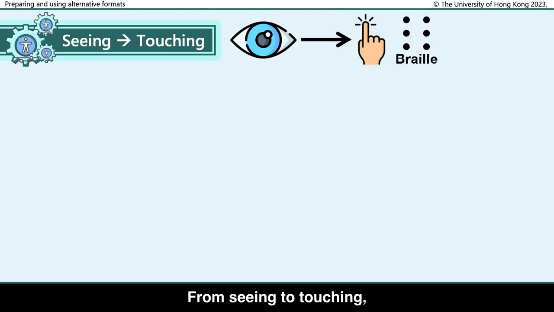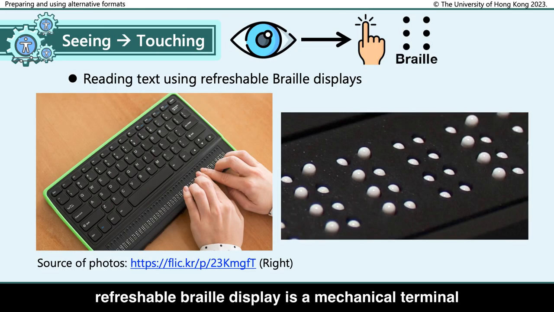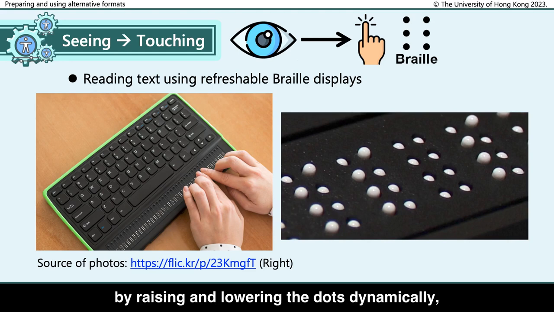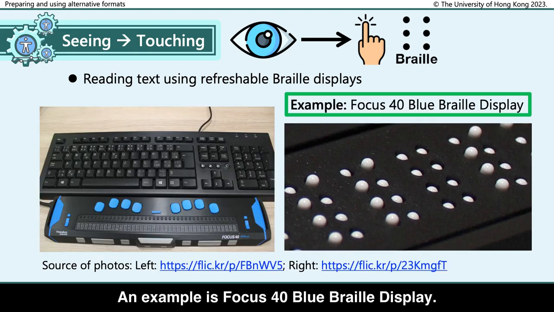From seeing to touching, refreshable braille display is a mechanical terminal that displays a line of 40 to 80 braille characters by raising and lowering the dots dynamically, like a stream of moving pins. An example is Focus 40 Blue Braille Display.